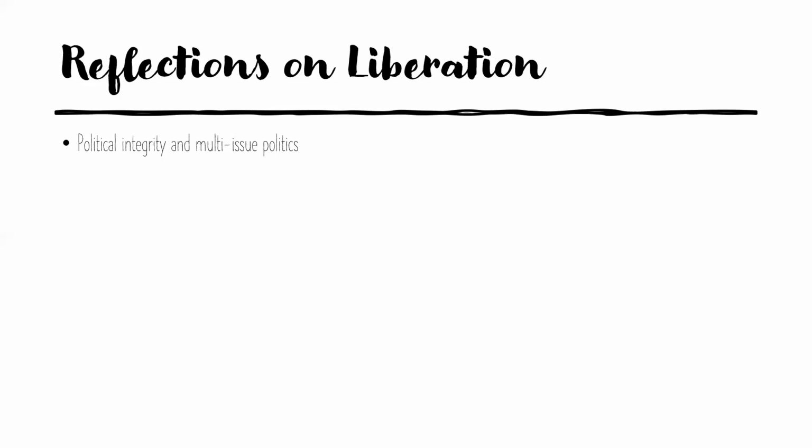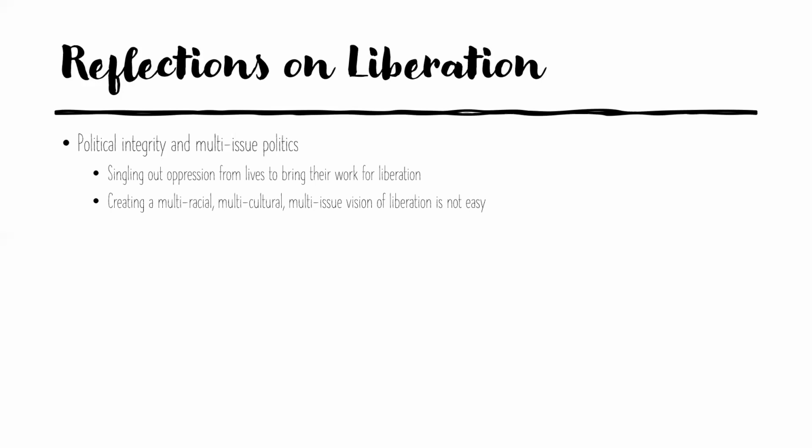So when we don't analyze that, it gets really easy to fall into this singular identity. It gets really easy to fall into fighting for only one oppression, but continuing to perpetuate another. So when we think about creating a multiracial, multicultural, multi-issue version of liberation, that is not easy, right?